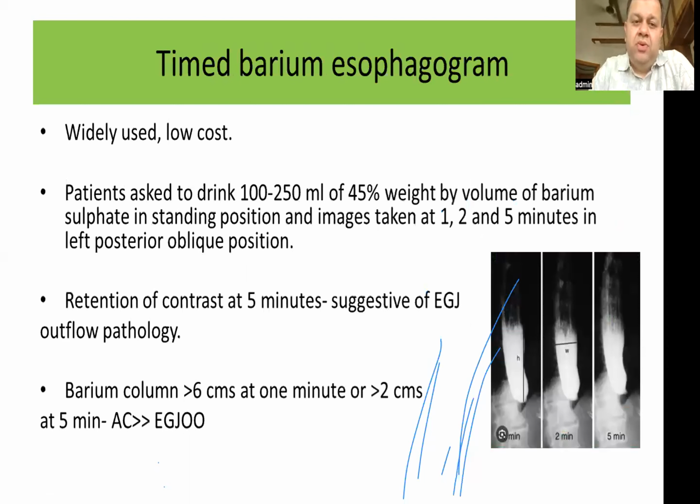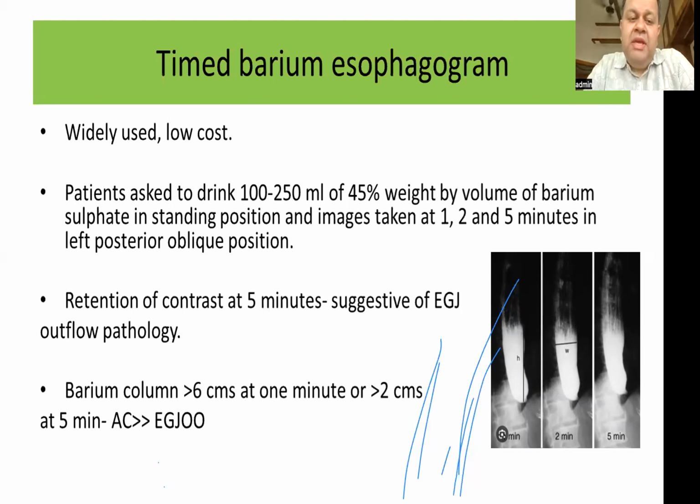The next test that we do is a timed barium esophagogram. As I told you earlier, for diagnosis of clinically significant EGJ outflow obstruction, we need manometric abnormality along with clinically relevant symptoms and evidence of failed esophageal clearance by either of the two tests, that is FLIP or timed barium esophagogram. In India, we use timed barium esophagogram because of its low cost. In this test, we ask the patient to drink around 100 to 250 ml of 45% weight by volume barium sulfate in standing position, and images are taken at 1, 2, and 5 minutes in left posterior oblique position.